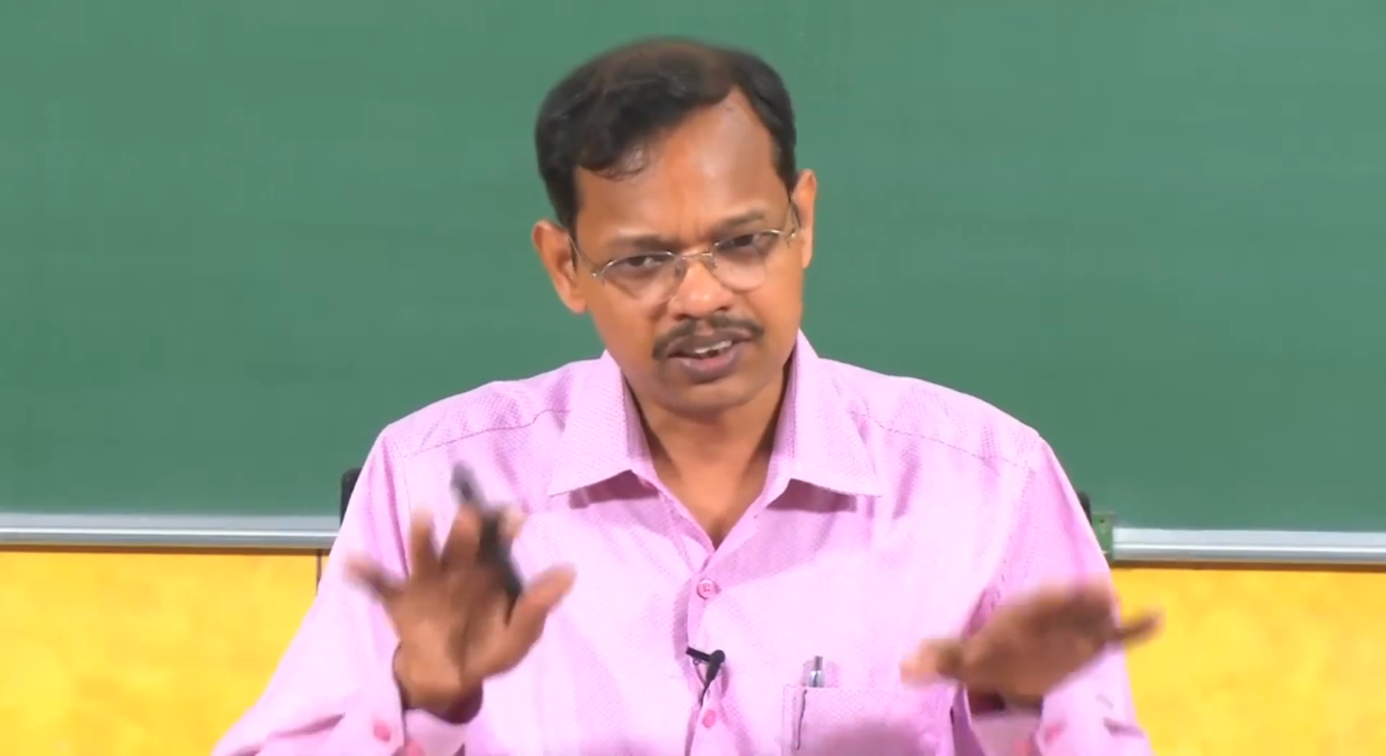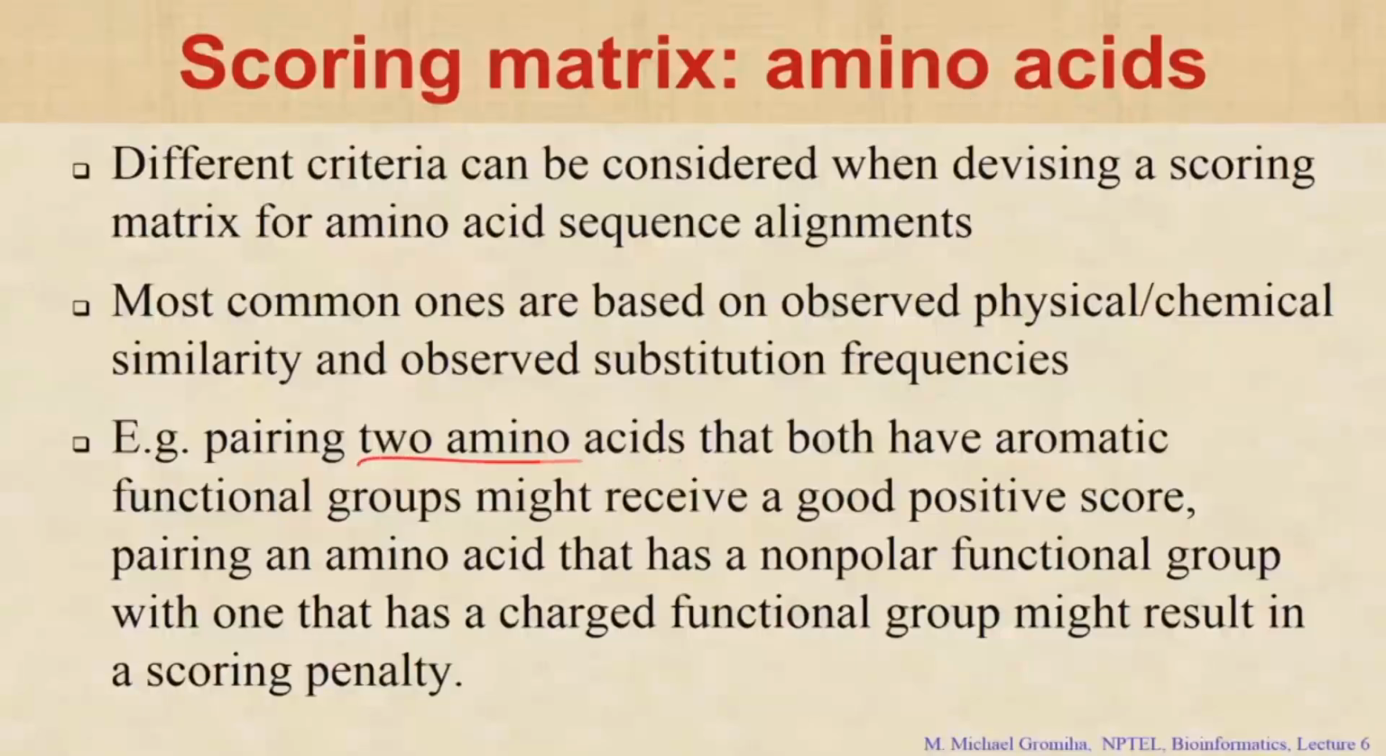Now we can look at mutations, whether both of these amino acids have the aromatic functional group. In this case we can give a good positive score, or for a non-polar functional group with a charged group. Aromatic to aromatic is fine, aliphatic to aromatic is fine. But with a non-polar group to a charged group, we get a penalty because they alter the stability or alter the function, like we discussed in the case of sickle cell anemia.